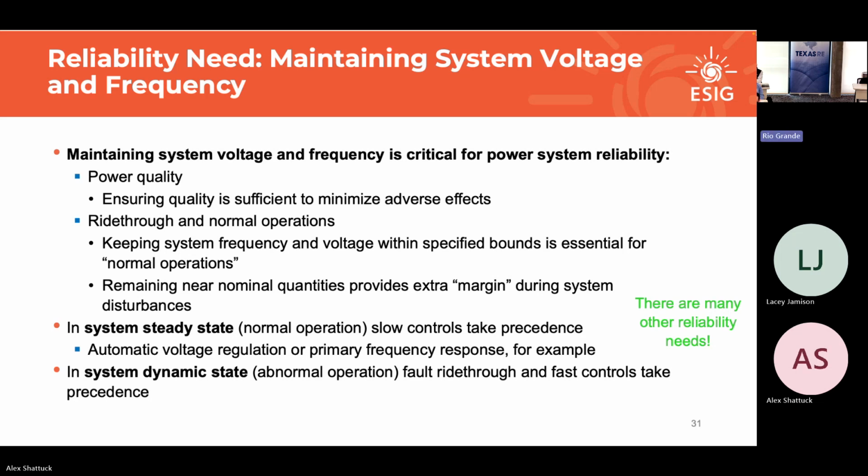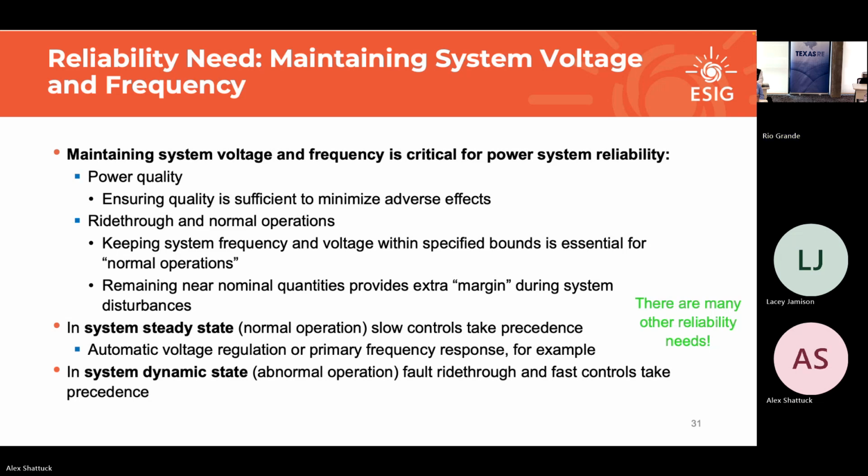So some other reliability needs I'll fly through here, especially for those who were in Florida because you saw these before. But a big piece is maintaining system voltage and frequency. That's to help power quality stay good for equipment. It helps keep the system values at nominal. Keeping them at nominal throughout normal operations means that when something bad happens, you have more margin, right? It's in quotes, but you have more stability margin.